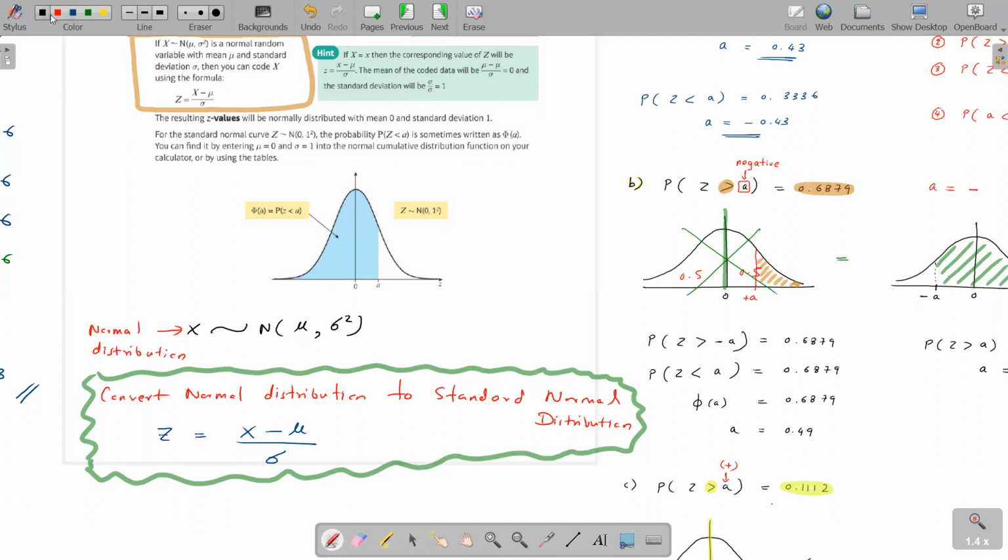So when you do this conversion, you now have a normal distribution with mean 0 and variance 1. You come back to the standard normal. Okay, guys, that's very important. Now let's see how to apply this in sums.